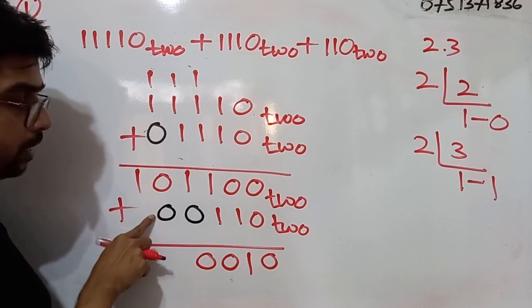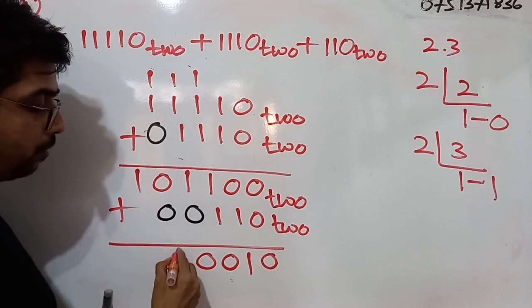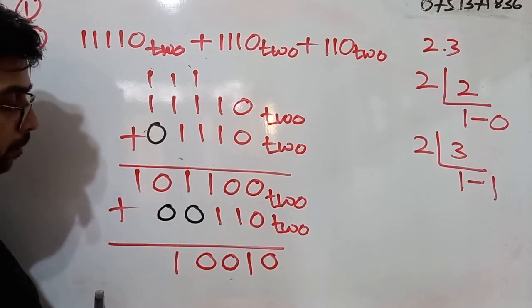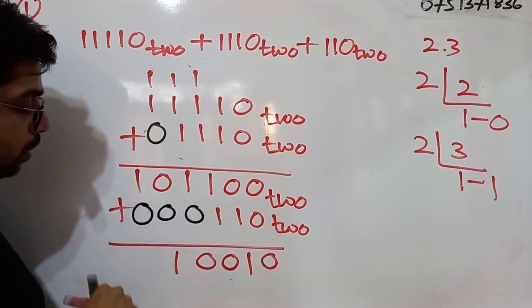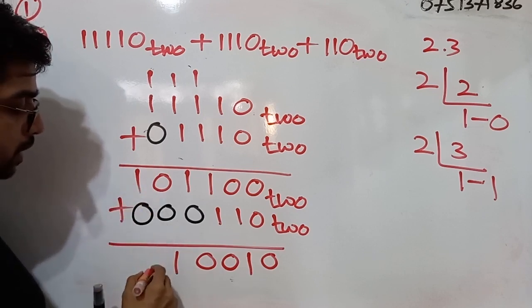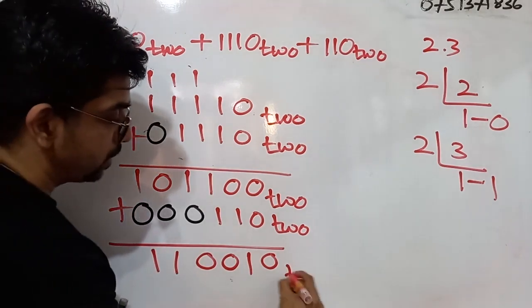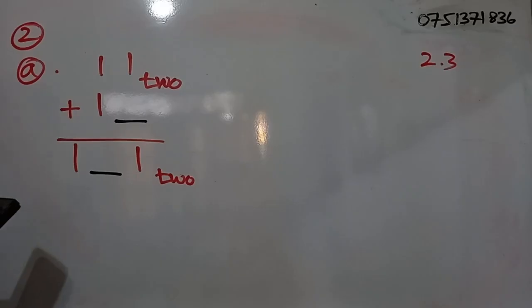So 0 plus 0 that's a 0. To that we add a 1. So it becomes a 1. So here I'll put a 0 here. So 1 plus 0 it becomes a 1. So the base is what? 2. Okay, question number 2, what do we have?